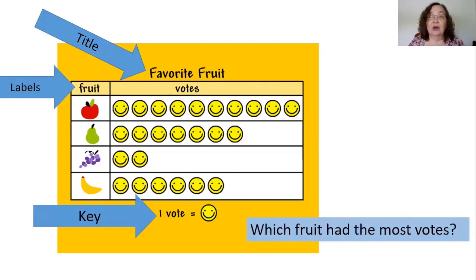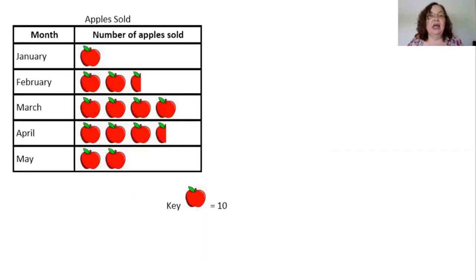We have to answer a question. That's interpreting the data. So it says, which fruit had the most votes? Well, I can see it says apples. So I answered the question by interpreting it. Oh my goodness, we've done all of it. So now let's look at this pictograph.